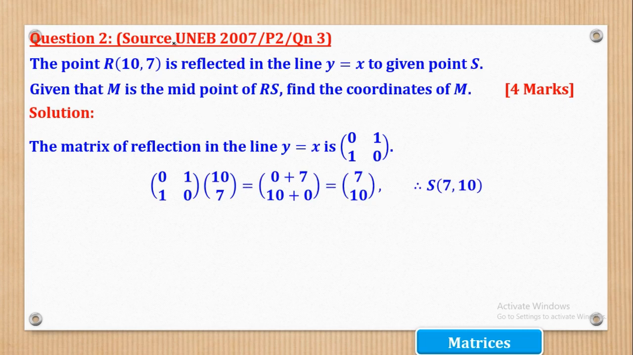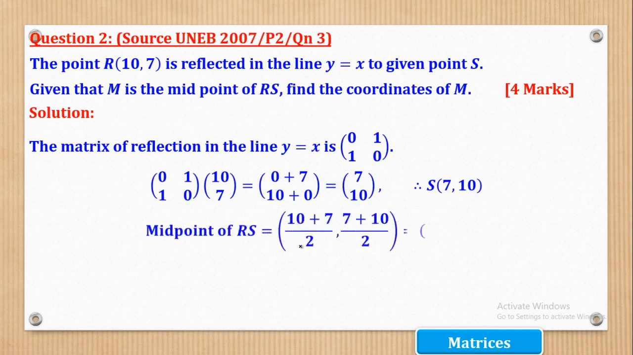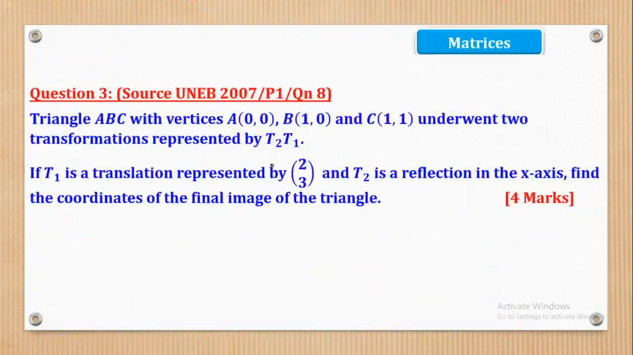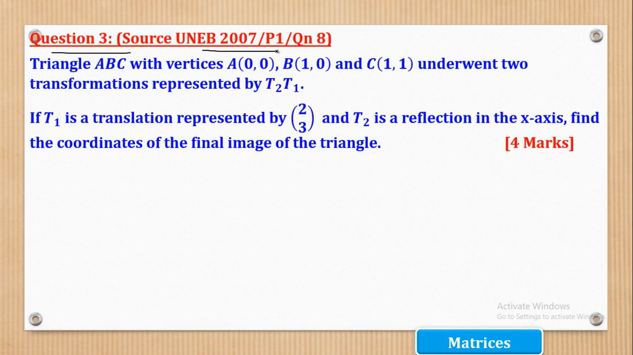Now I have 2 points R and S, and they said M is the midpoint of RS. Now remember, the coordinates of the midpoint are got by getting the average of the x coordinates and also the average of the y coordinates, which will be this, and that's what they wanted. Then question 3 came from UNEB 2007 paper 1, question 8, and says triangle ABC with vertices this underwent 2 transformations T2 T1. If T1 is a translation represented by this, and T2 is a reflection in the x-axis, find the coordinates of the final image of the triangle.